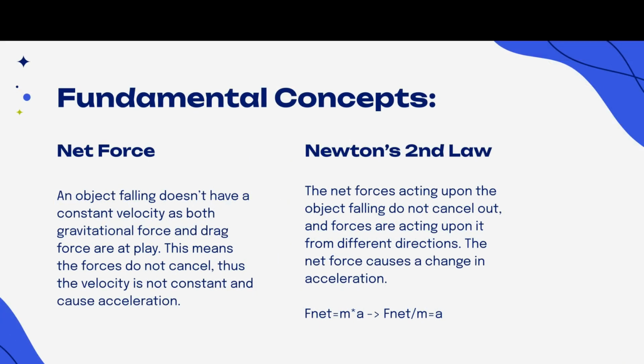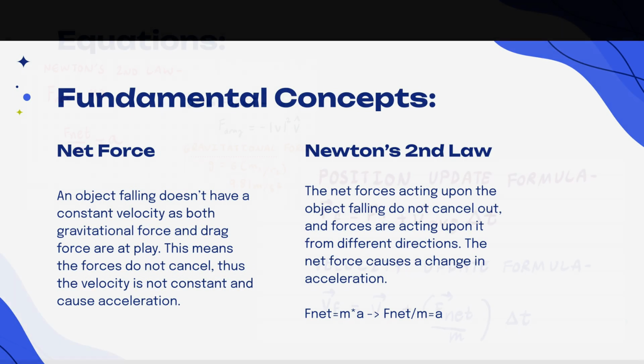It uses Newton's second law because the net forces acting upon the object falling do not cancel out, and the forces acting upon it come from different directions. The net force causes a change in acceleration. And an object falling doesn't have a constant velocity as both gravitational force and drag force are at play, so thus the velocity is not constant and an acceleration is caused.